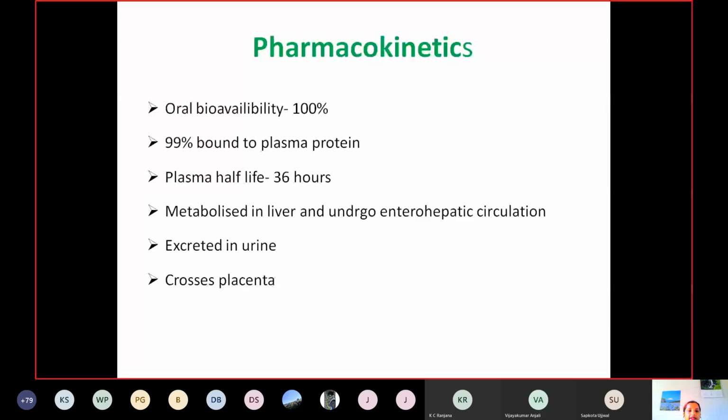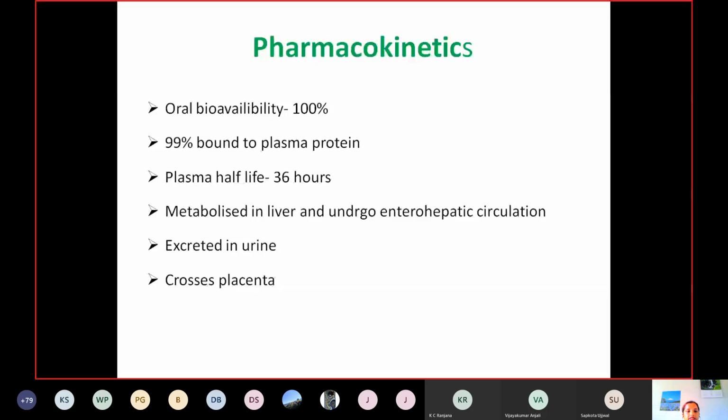Now the pharmacokinetics. Oral bioavailability of warfarin is 100%, so you can give it by the oral route. That is why it is classified as an oral anticoagulant. Because if you give it by the oral route, it has 100% bioavailability, like the IV route.